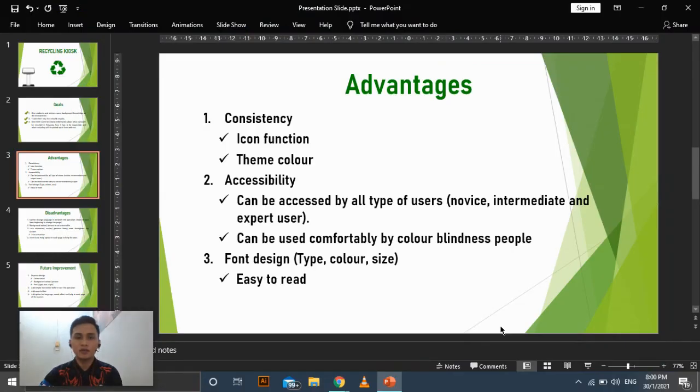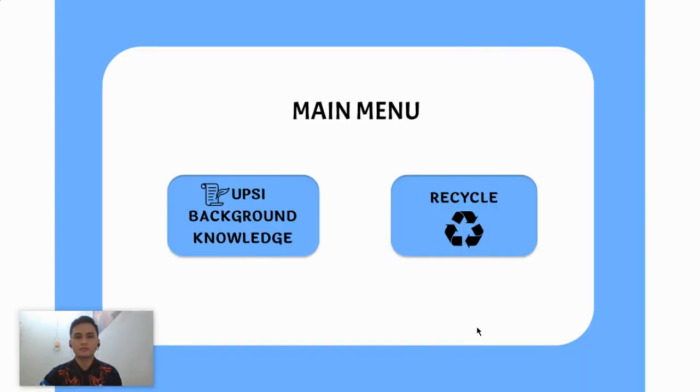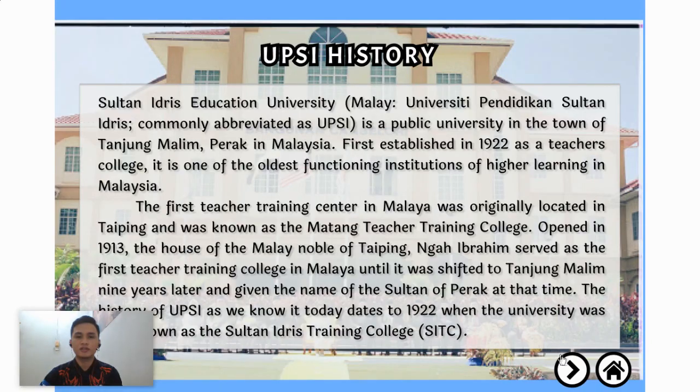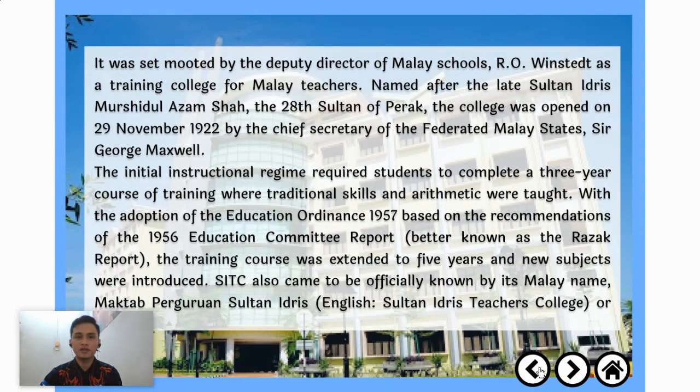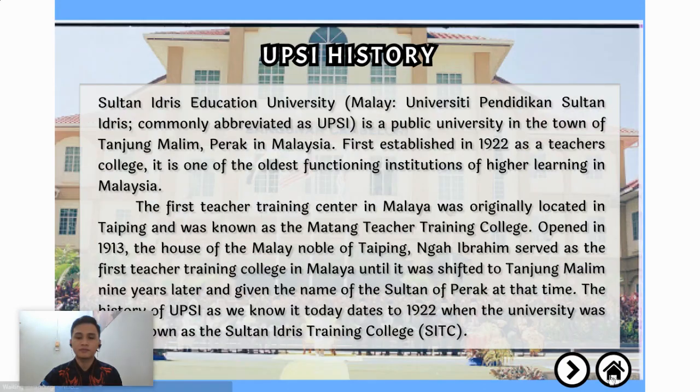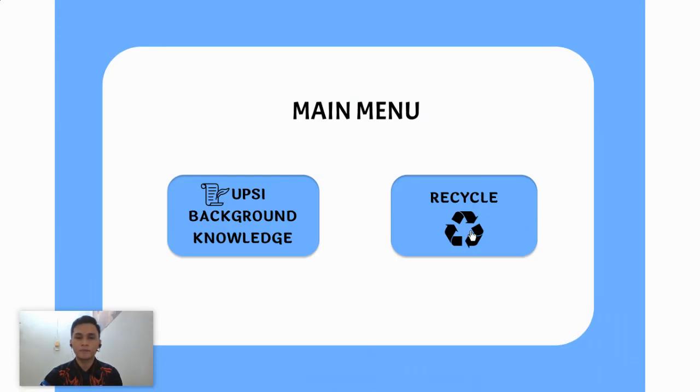Okay, next we will continue to discuss the advantages of the system. First is consistency. There are 2 parts, which are icon function and theme color. As for function, the use of icons is consistent throughout the system. For example, this right arrow button will always bring us to the next page, and this left button always brings us to the previous page. And this home button will always bring us to the main menu.